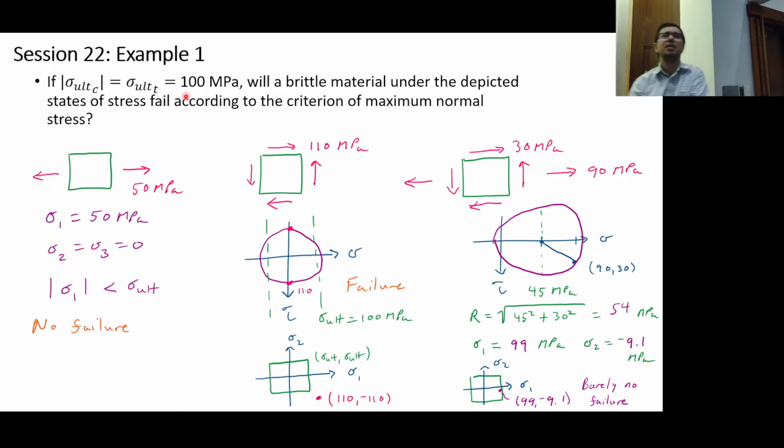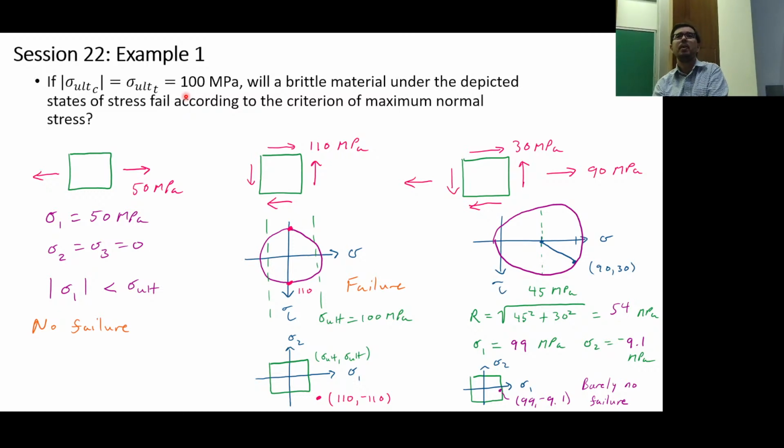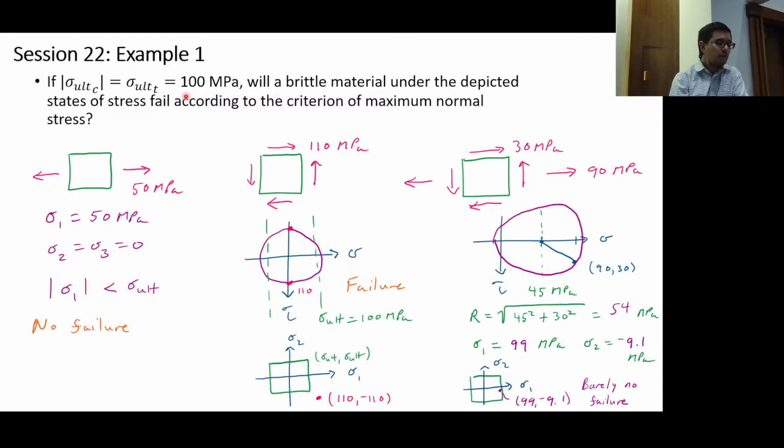I think I'm not making sense somehow. I don't know, but it's just given. How do you get 110? Yeah, so the 110 is because I told you that's what the state of stress is.